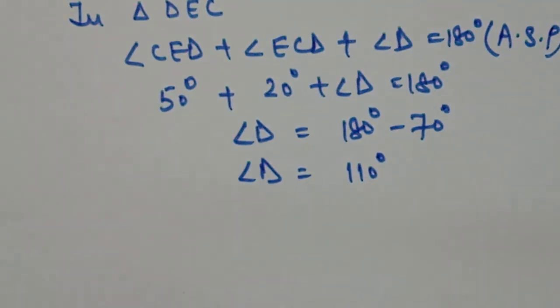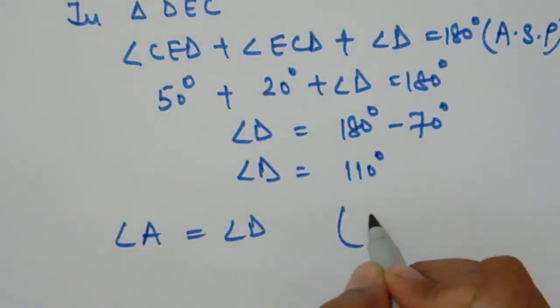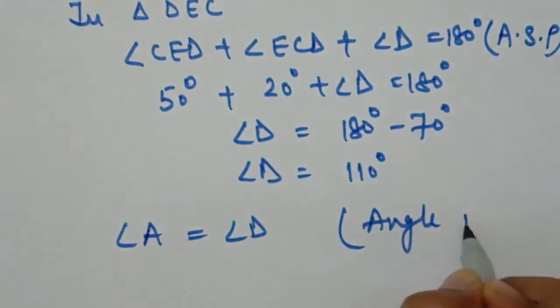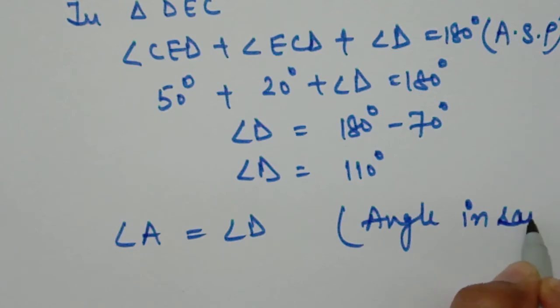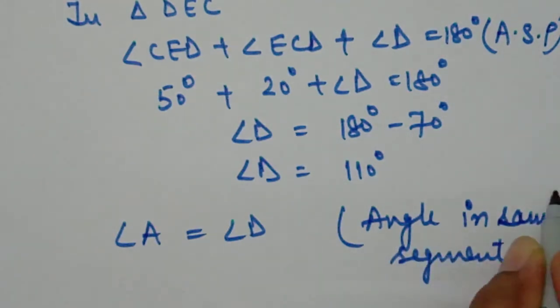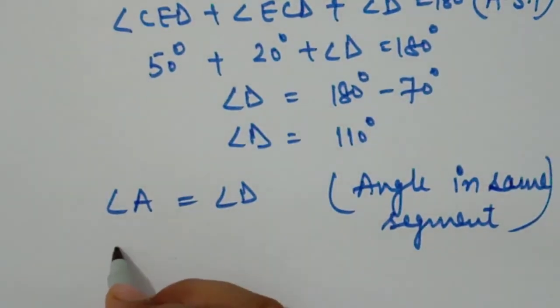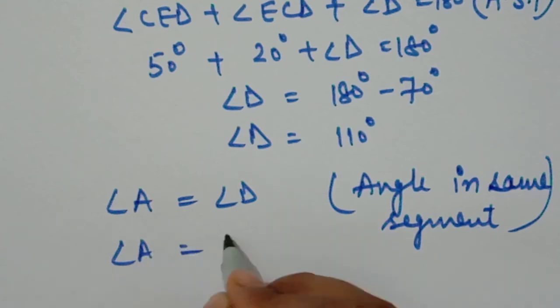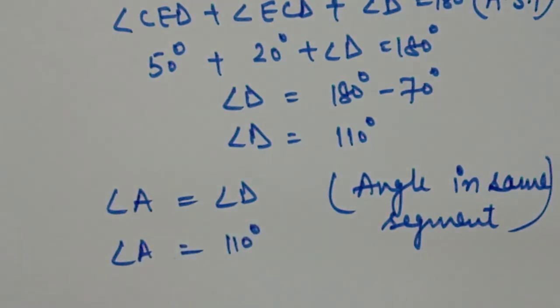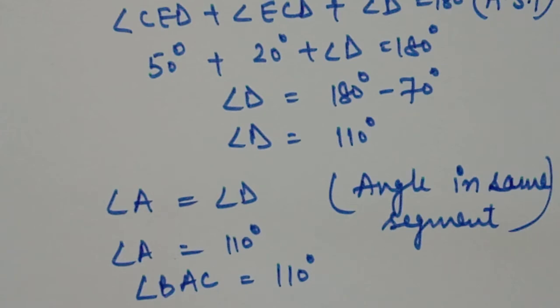This is angle D. Now we can say that angle A is equal to angle D, angles in the same segment. So angle D is 110, so angle A is also 110. We have to find BAC. This is the complete name of angle A, which is also 110. This is your question number 5.